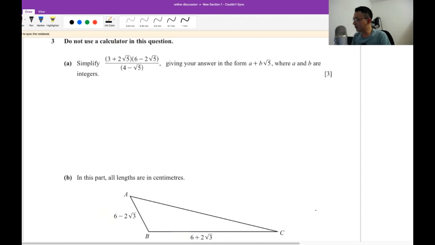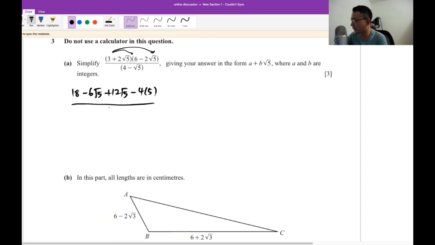Alright, simplify this equation, giving your answer in this pattern. This one basically is a surd, so what you need to do is just simplify it. Multiply 1 by 1. Then 3 multiply 6, you get 18. 3 multiply negative 2 surd 5, you get negative 6 surd 5. Then 2 surd 5 multiply 6, you get 12 surd 5. 2 surd 5 multiply this one, you will get negative 4, 5 over 4 minus surd 5.